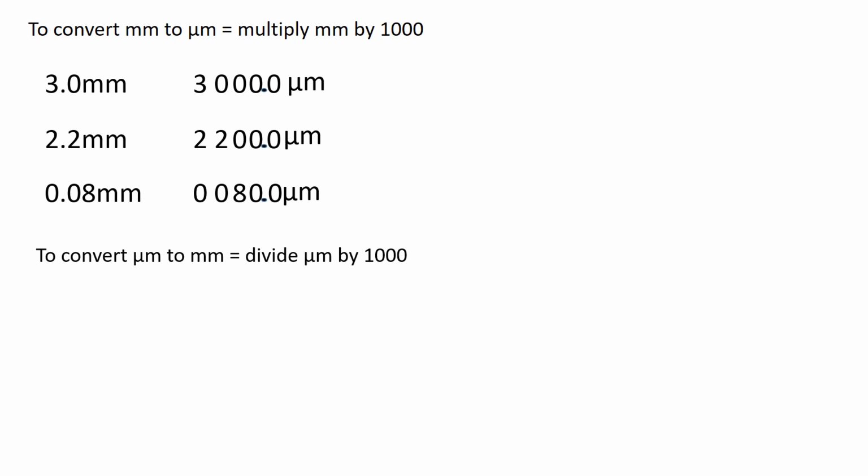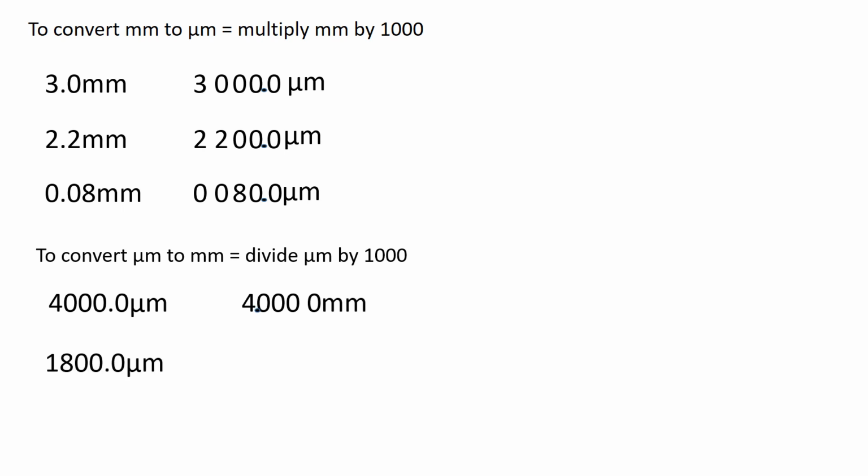Conversely, if we now want to convert micrometers into millimeters, we've got to make that number smaller because there are a lot of micrometers in a millimeter. So now we divide that number by 1,000 to make it smaller. So if we take 4,000 micrometers, all we now do is move the decimal point 3 places to the left, and that will give us 4 millimeters.